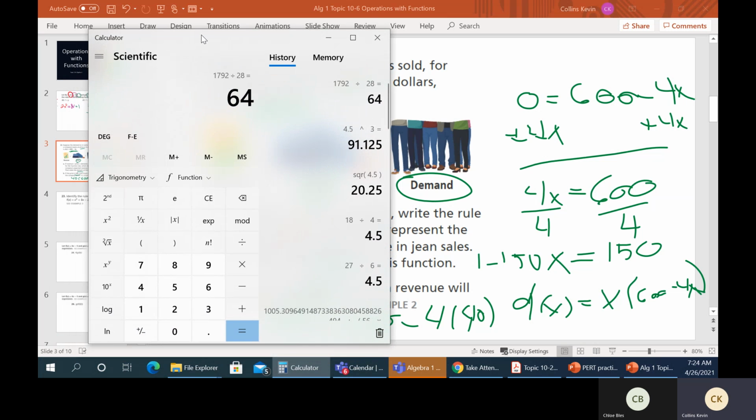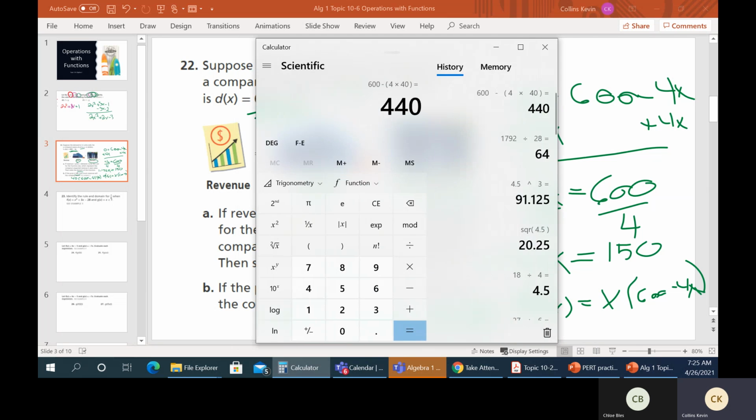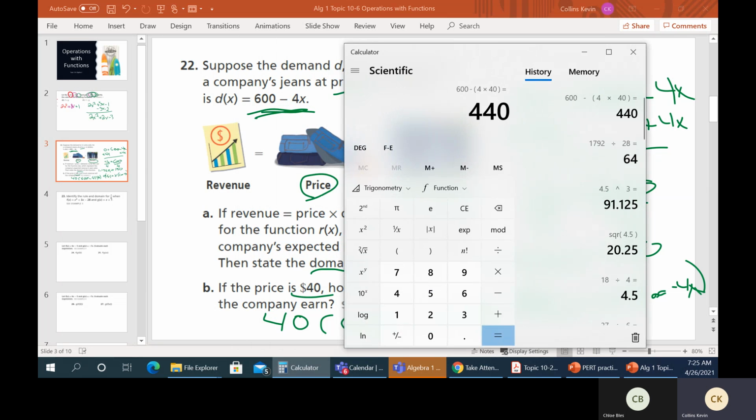All right, so what I'd suggest is go ahead and start with the stuff in parentheses. Let's move this over so we can see a little better. Okay, so we got 600, and then minus, and we use the parentheses here, 4 times 40. There we go. Not that the order really mattered. So our demand says we get 440, and then we're going to take that times the price of the jeans, which is 40 bucks, which still seems a little high to me, but what do I know? So times 40.